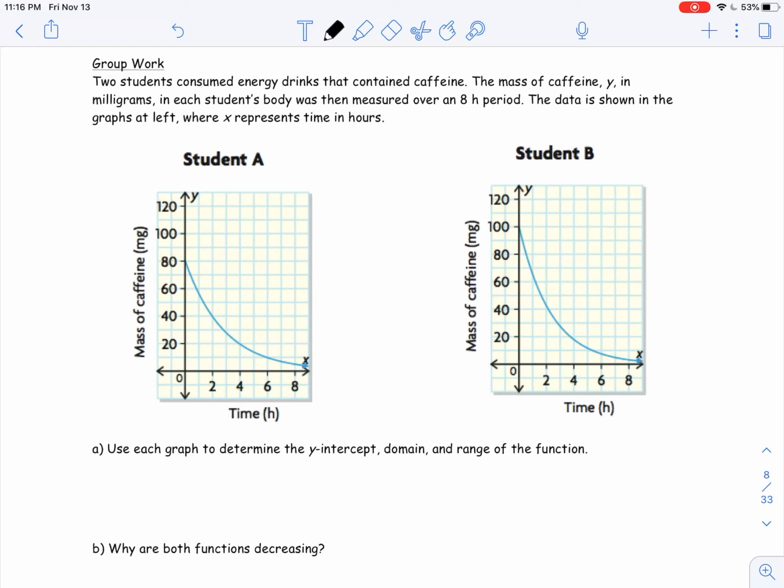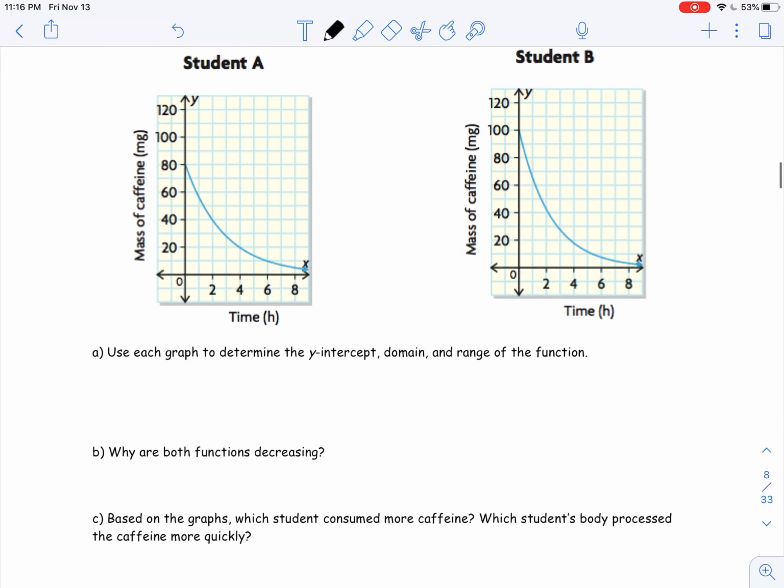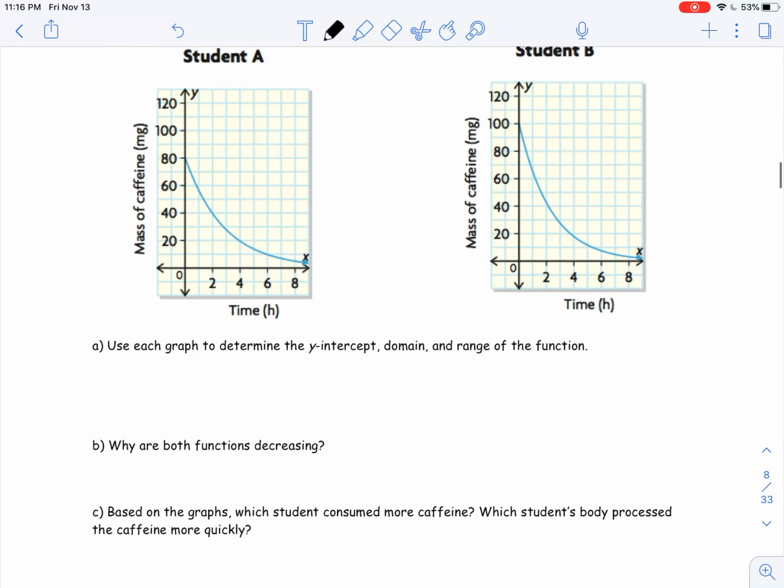Okay, so group work. 2 students consumed energy drinks that contain caffeine. The mass of caffeine, Y in milligrams, in each student's body was then measured over an 8-hour period. The data is shown in the graph to the left, where X represents time in hours. So these 2 graphs represent 2 different students and their intake of caffeine. For each graph, we want to determine the y-intercept, domain, and range for these scenarios. So student A versus student B.